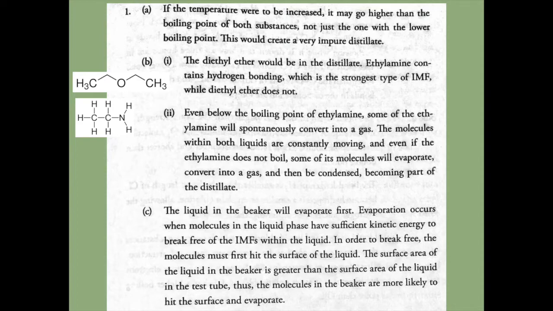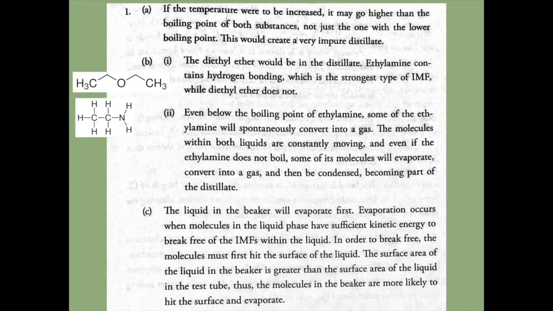In II, it says the distillate is not a completely pure substance. Why? Well, it isn't a completely pure substance because it's possible for some of the ethylamine to become a gas. In order for a liquid to become a gas, you don't have to be at your boiling point. Liquids naturally will evaporate. So you're going to have a little tiny bit of ethylamine as a gas. Most of it's going to be diethyl ether, but naturally some ethylamine will be in the gaseous form, even though it isn't boiling yet. So as a result, you're going to have some ethylamine contaminant in there.